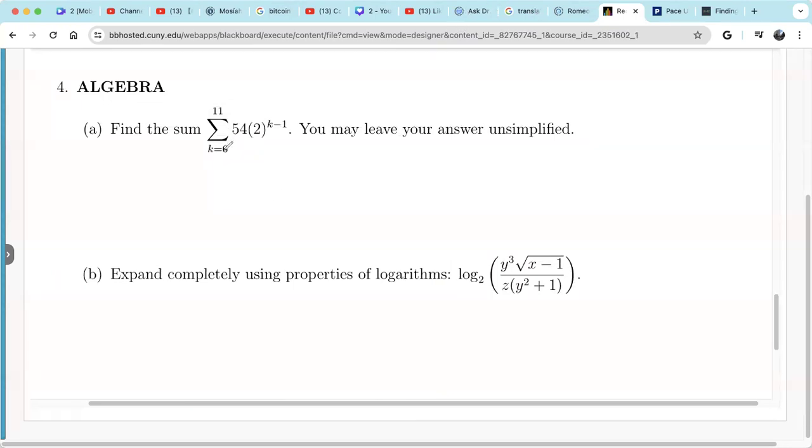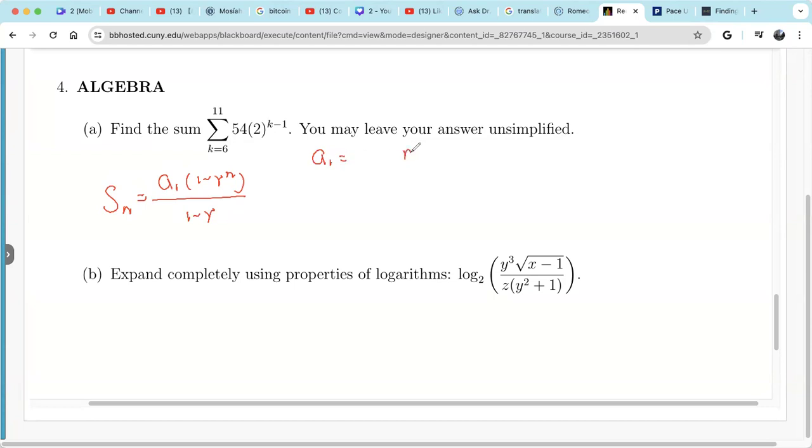We want to find the sum of this geometric sequence, right? How do we know it's a geometric sequence? Because we see 2 raised by k minus 1. If we think of this as a function, this is an exponential function. So the geometric sequence sum Sn equals A1, the first term, times 1 minus the common ratio raised by n, divided by 1 minus r, right? This is the formula.